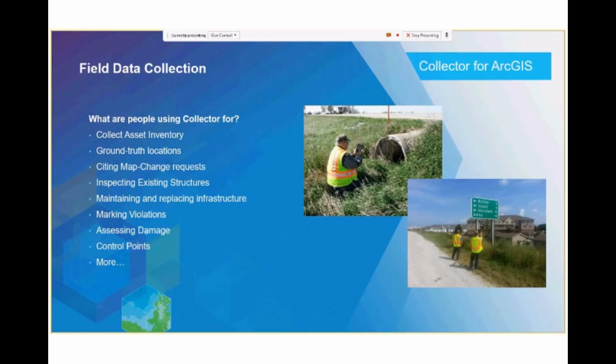You can also maintain and replace infrastructure. Again, if there's a big issue or an issue that has been noted with your asset, in this same case of the guy on the right side, if there's a problem with that particular asset, the culvert, he can be able to request for it to be replaced straight from the field. You can also use it to mark violations, assess damages, and even use it for control points, especially when you use it with these GNSS receivers that you can be able to synchronize with that are much more accurate.